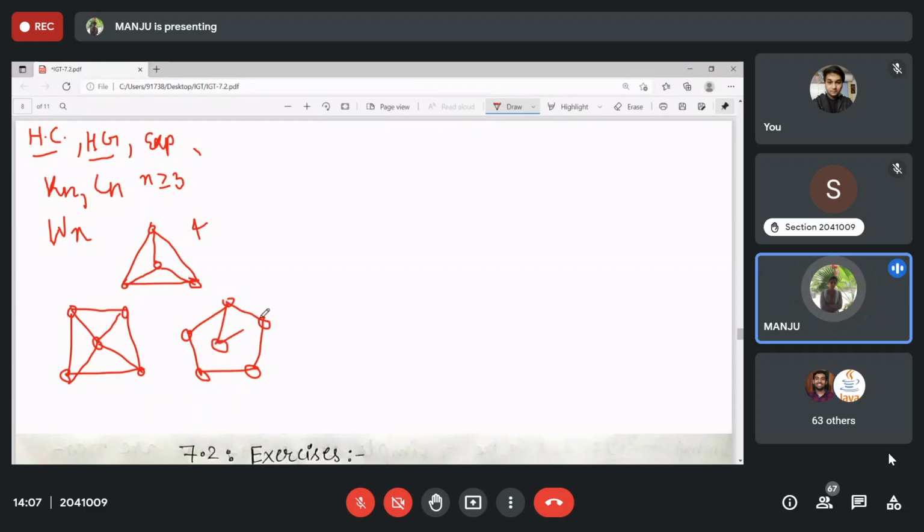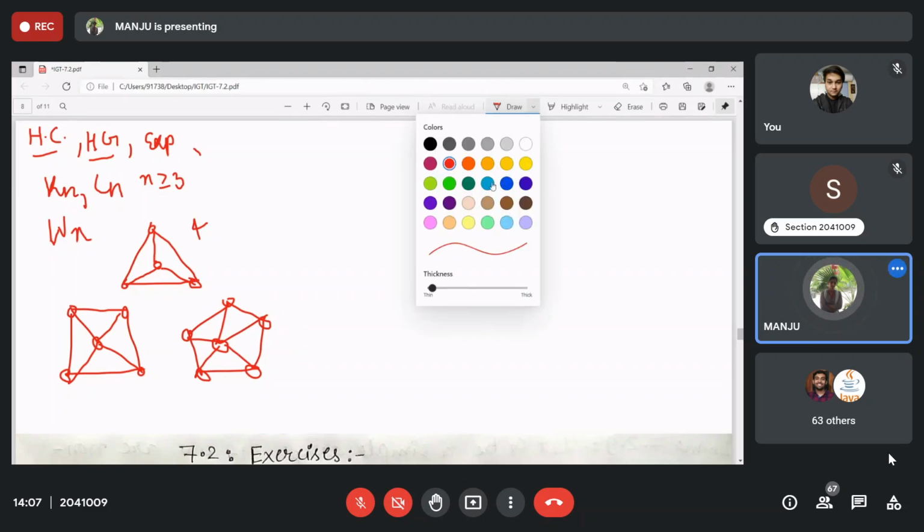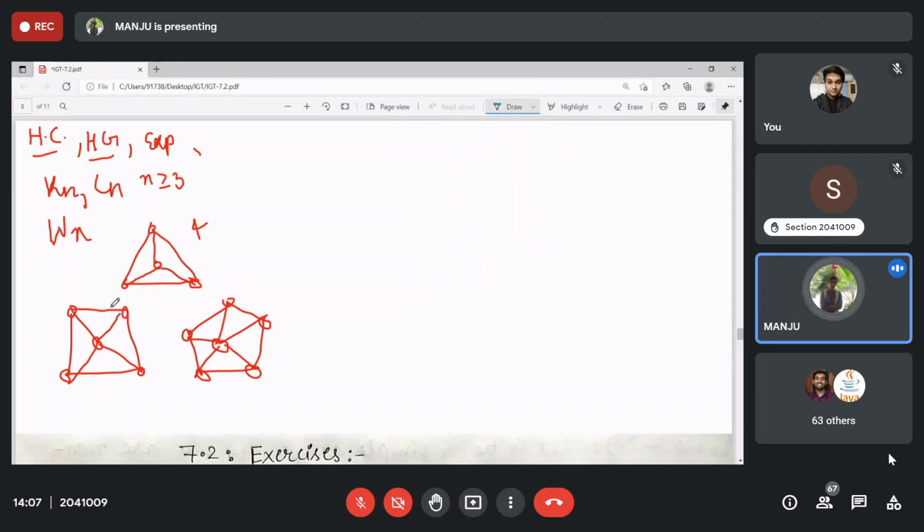Similarly, here you can find C6, right? So what you do, starting with this one, visit all the vertices and come back to this vertex. And also start with the inside one, visit all the vertices, come back to this one. So these are the Hamiltonian cycles. So this is also a Hamiltonian graph.